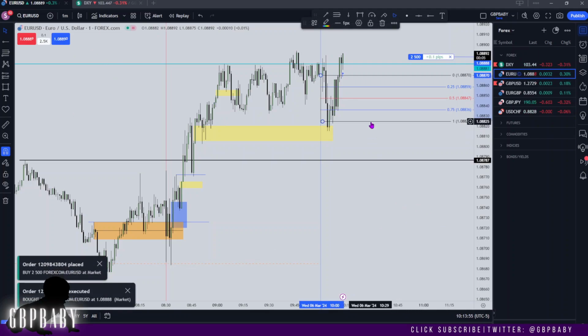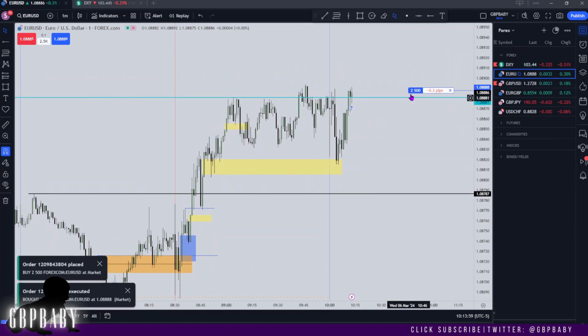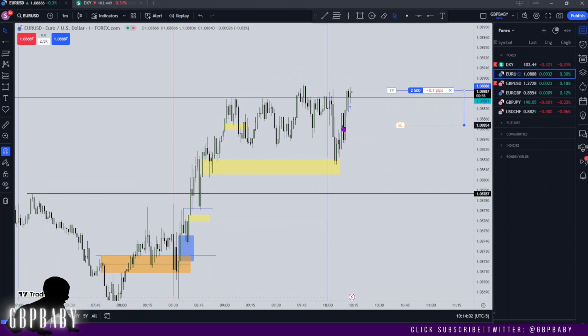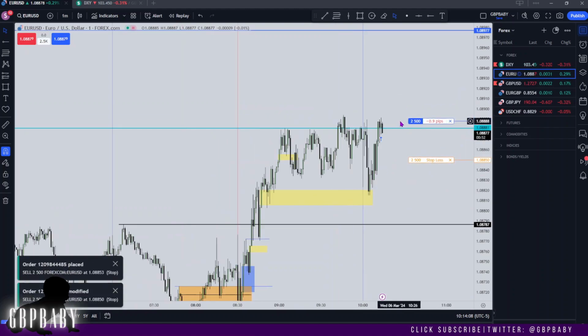Welcome to a trade execution video. So you can see I've just gone long on euro. Dropped my stop loss just to the midpoint of this order block, and I want to see if euro can manage to trade up into here.